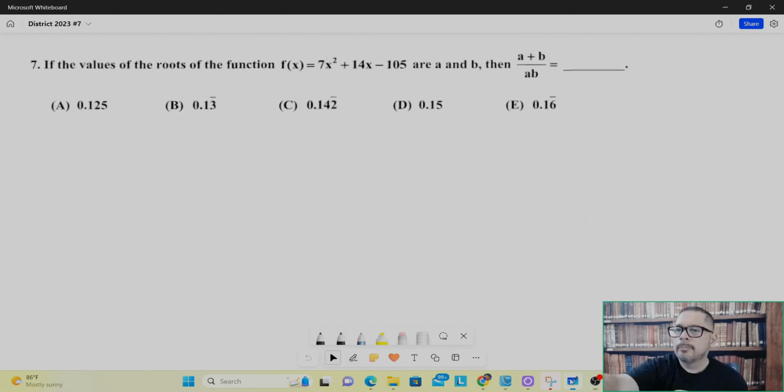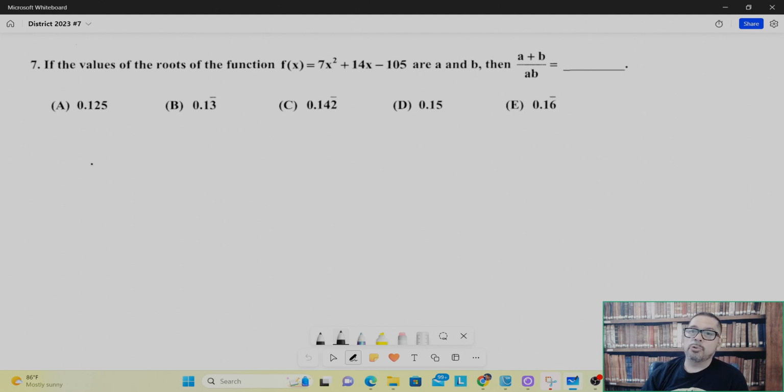Let's do some problems. The first problem on tab is from district, the year 2023, number 7. So last year's district. They give you a polynomial, a quadratic in this case: 7x squared plus 14x minus 105. And the roots are a and b. If the roots of the function are a and b, then what's the sum of the roots divided by the product of the roots?